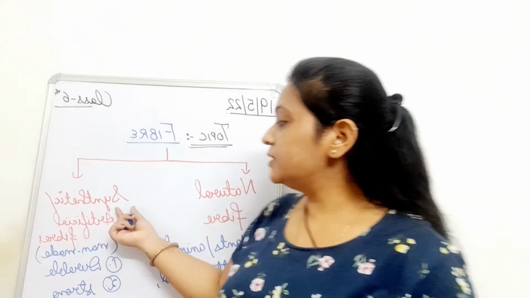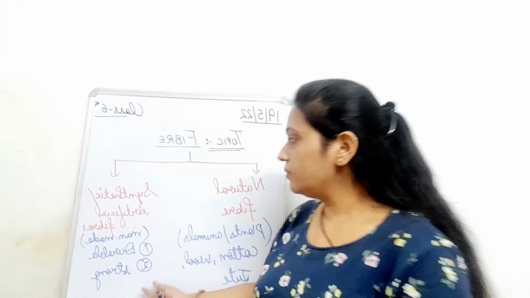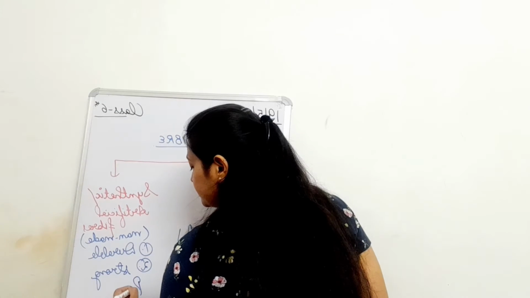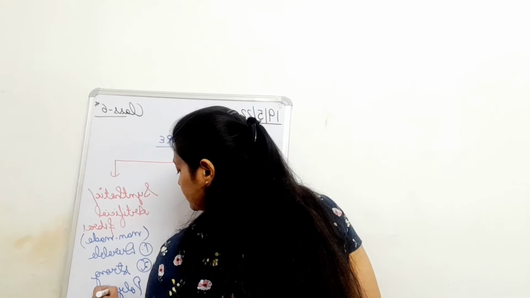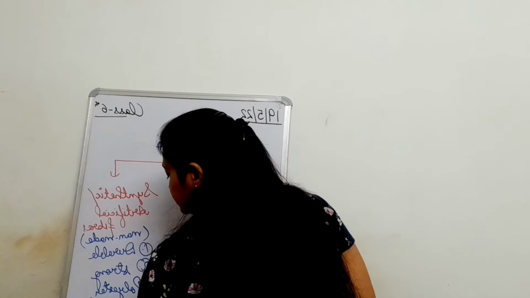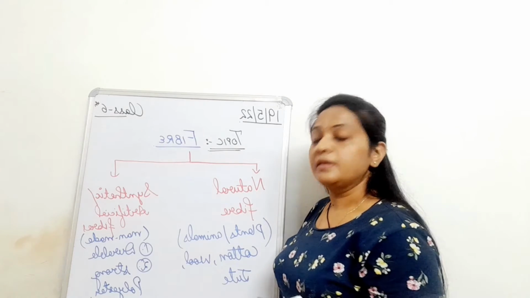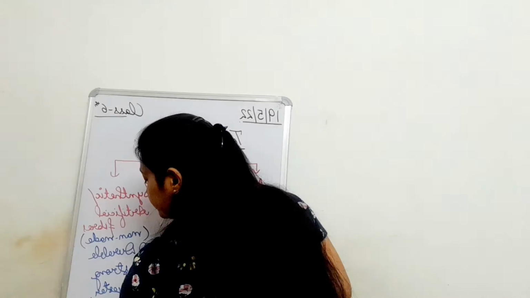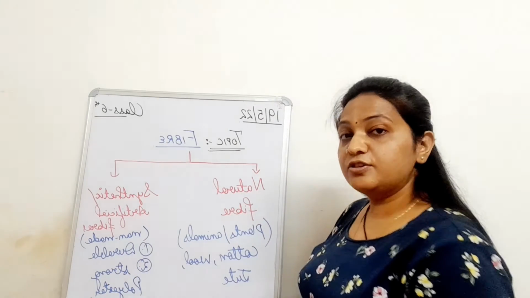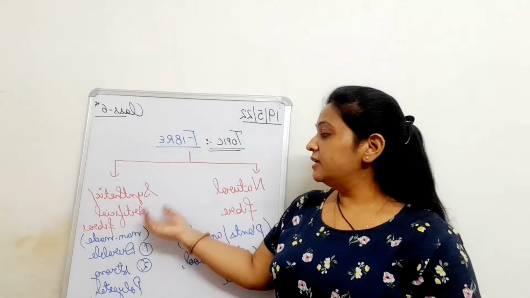So from synthetic fibers what are we getting? Polyester and nylon. Very good answers. Any other answers? Rayon. Okay, we will discuss these in detail in our higher classes. It's very good that you know the names of the artificial fibers.